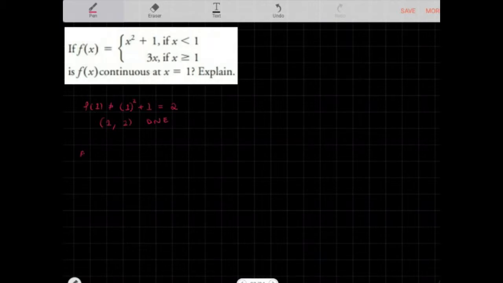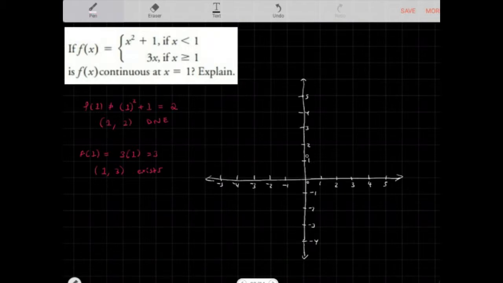But f of 1 should be found in the function 3x. So if you plug in x is equal to 1, you get 3 times 1, which is 3. So the point (1, 3) does exist, right? So this guy exists. So in this case, because we have a hole at (1, 2) and the point exists at (1, 3), this would not be continuous at x equal 1. So I'm going to show you guys this graphically.